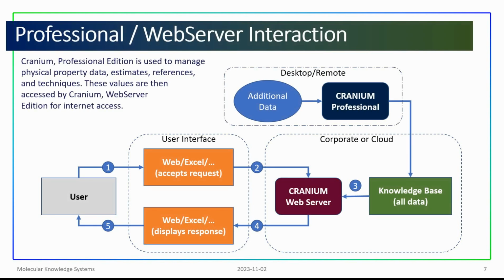Because the web server edition does not provide any interface for managing or editing physical property data, it is typically used in conjunction with the Professional Edition of Cranium or Synapse. The Professional Edition can add new chemicals, new mixtures, new data, and even new estimation techniques to the knowledge base used by the Web Server Edition. These new physical property data and updated estimation techniques are then available via the Internet using the web server.